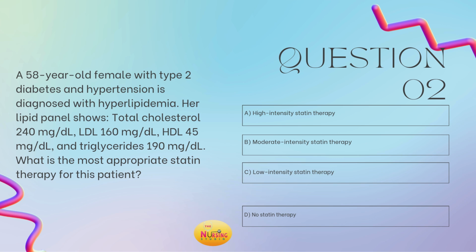All right, so this LDL is 160. So the best answer is B, moderate intensity, because we want to reduce that LDL more than 30%, but also this patient has even more cardiac risk factors, right? They're diabetic, they have hypertension. So you want to make sure that you are providing additional cardiac protection and remembering that moderate intensity statins can lower the LDL anywhere from 30 to 49%. Okay.